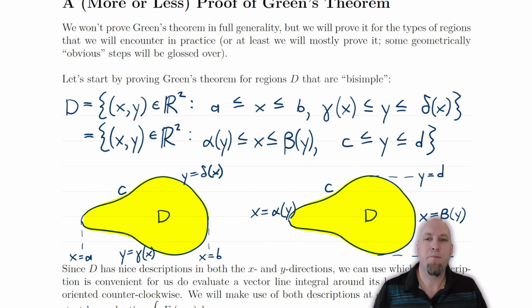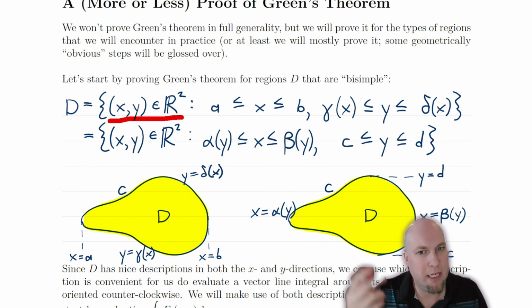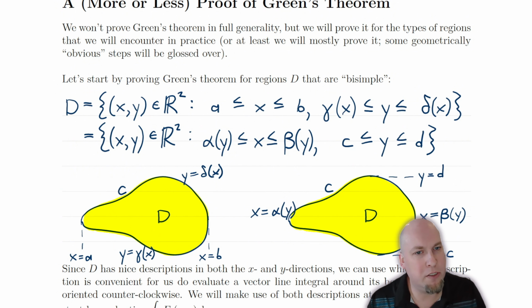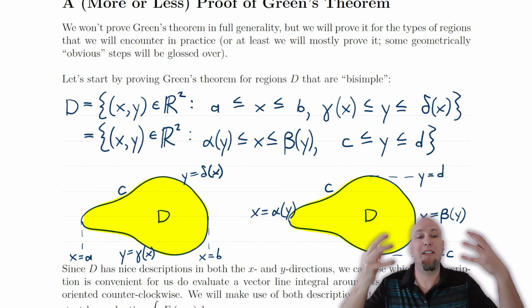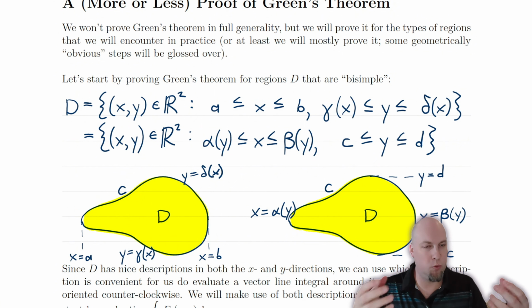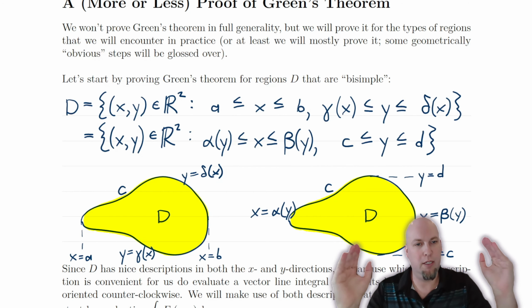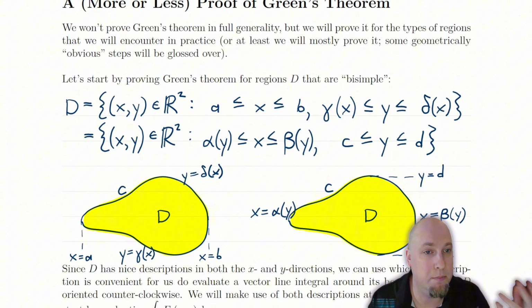And that's all these descriptions up here describe. It says, it's all points in the plane, all xy coordinates, where the y value is going between a bottom curve and a top curve, and then the x values are just going between whatever the leftmost x value is and whatever the rightmost value is. Or equivalently, x is going between a left curve and a right curve, and the y value is going between a bottom value and a top value, okay? As long as it has two separate descriptions, one in terms of top bottom and one in terms of left right, yeah, that's a bisimple region.